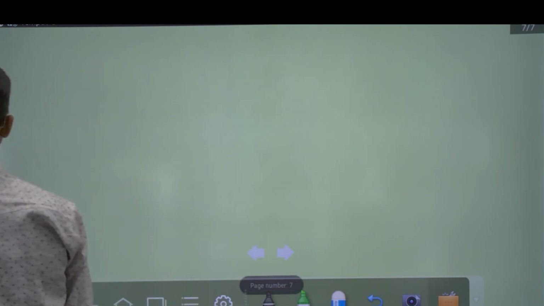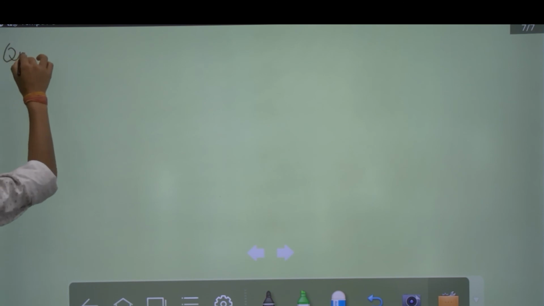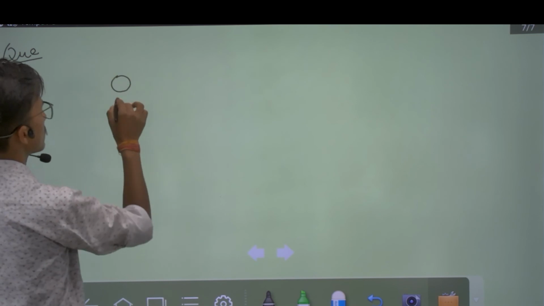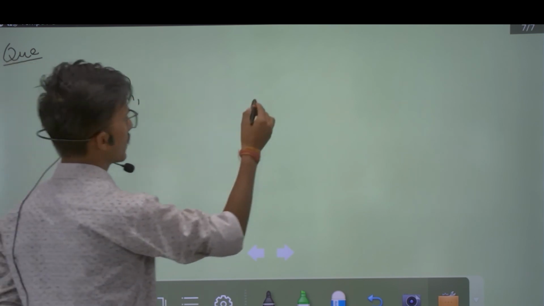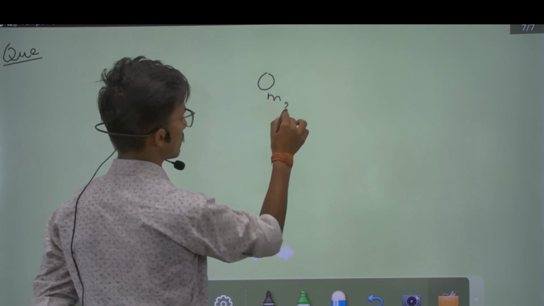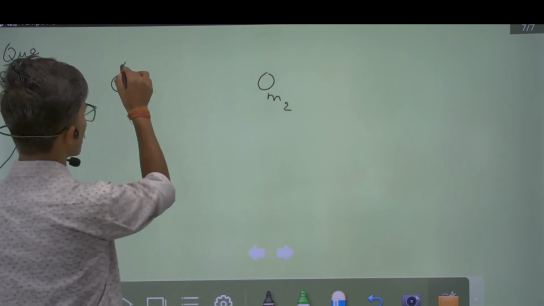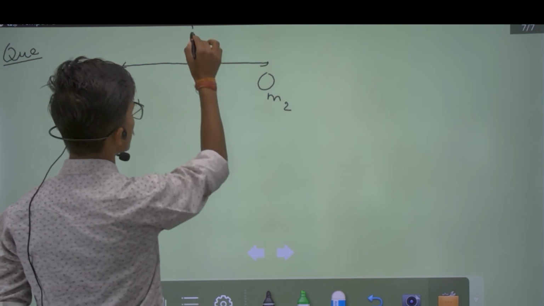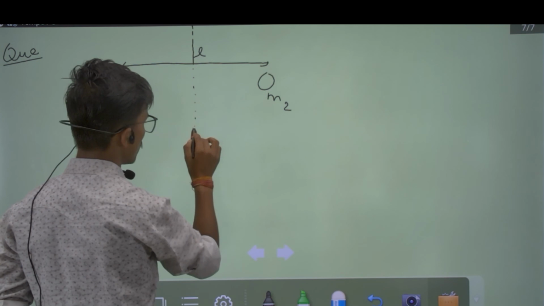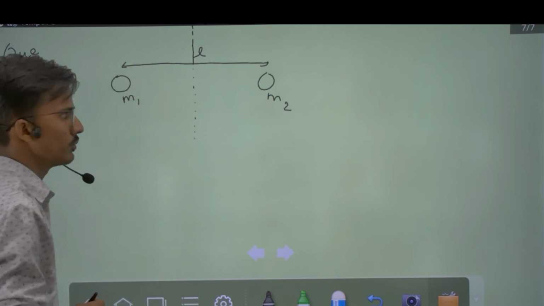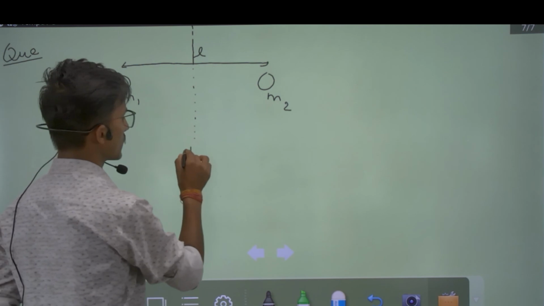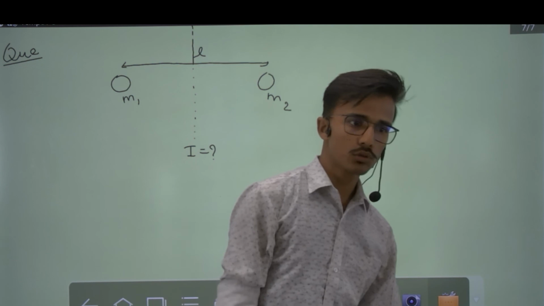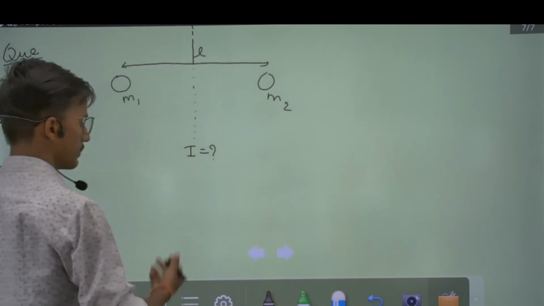I have a question. The question is given that a mass m1 is here and another mass m2 is here. The distance between m1 and m2 is given as L, and an axis is going through the middle of m1 and m2. Then you need to calculate I along this axis. Do it quickly. You can pause the video and do it by yourself. I am telling the answer.